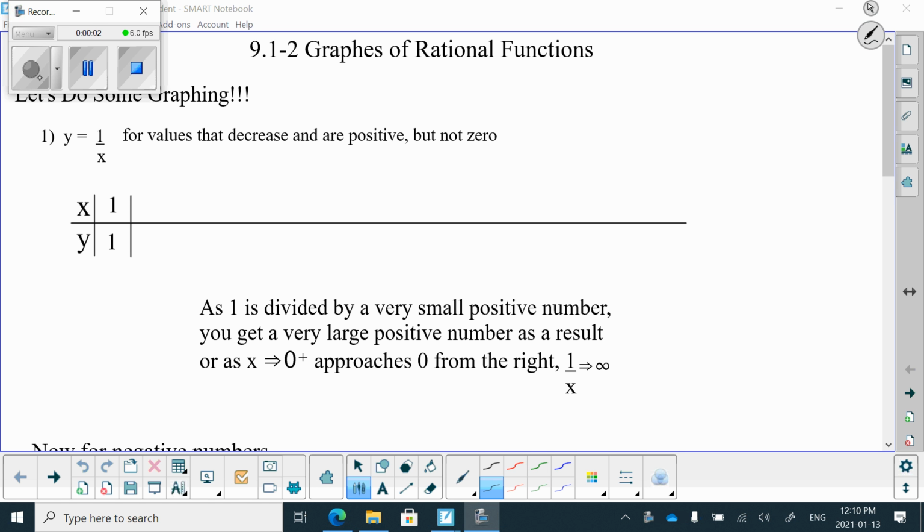So today we're going to do some graphing of rational functions. This chapter 9, chapter 10 is kind of, I've taken both chapters and put them together because they're short, and make one unit out of it. So let's do some graphing.